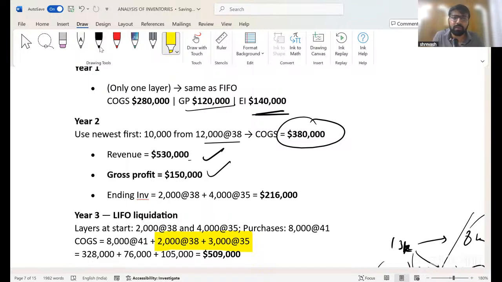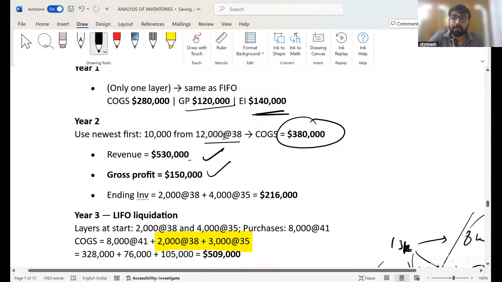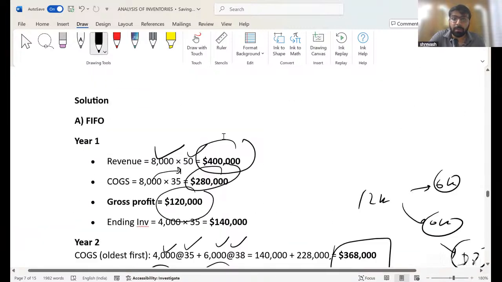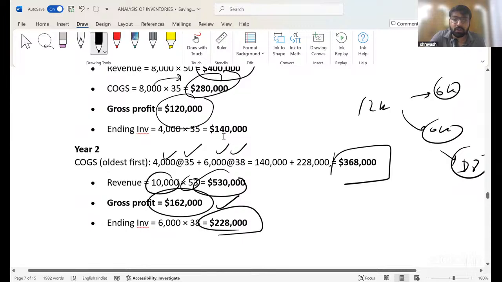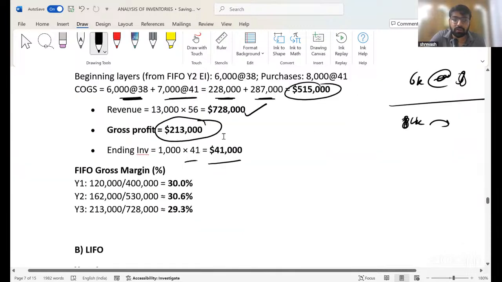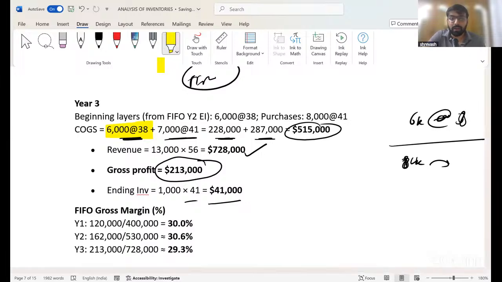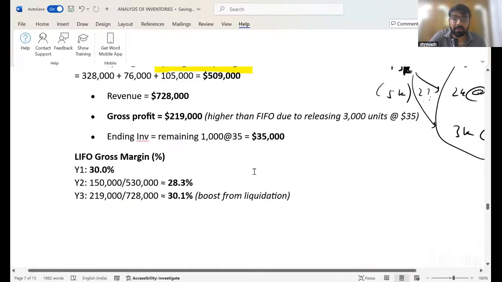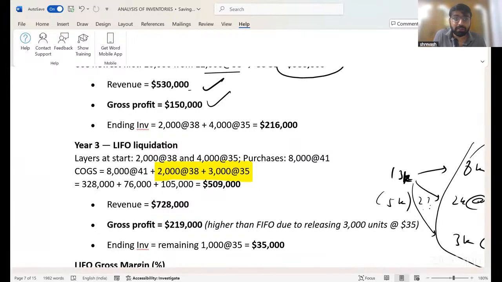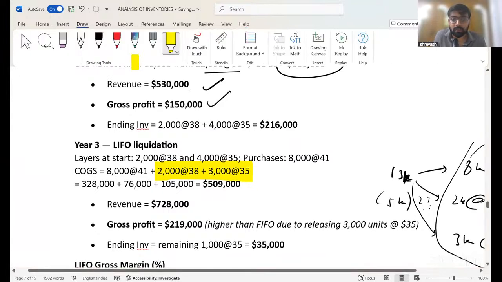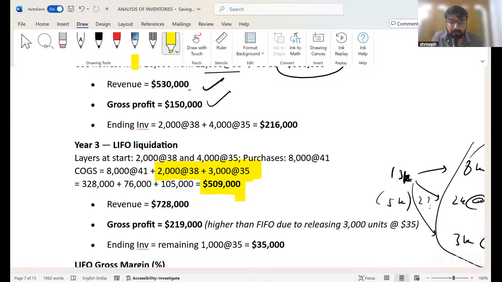Sir, we do that in FIFO also. But in FIFO you utilize only the previous year's inventory. But in LIFO, you have not only utilized the current year's inventory, but you have also utilized the previous year's inventory as well. That makes your COGS cheaper in case of LIFO, as clearly seen.